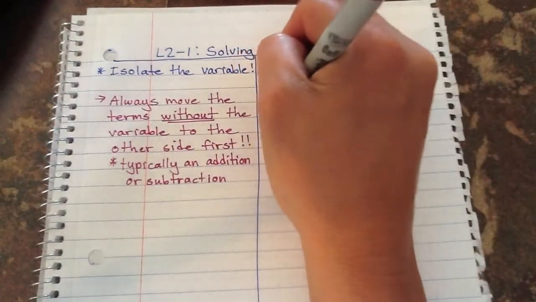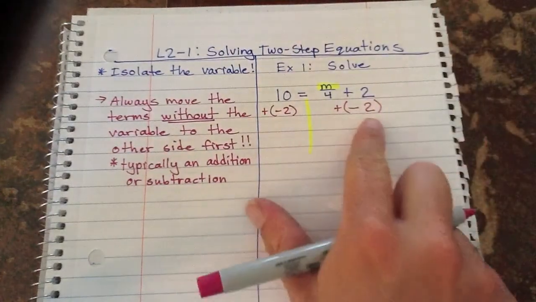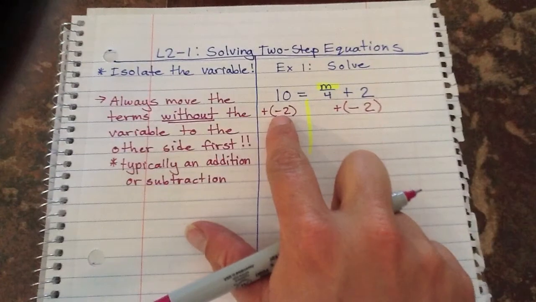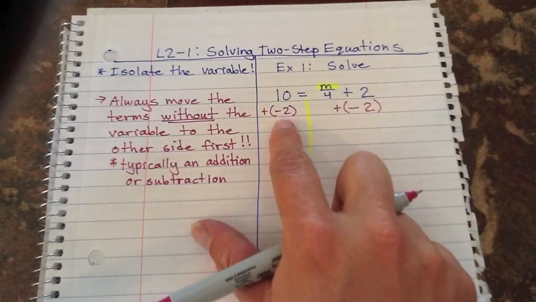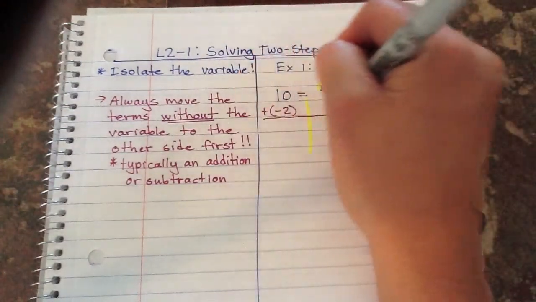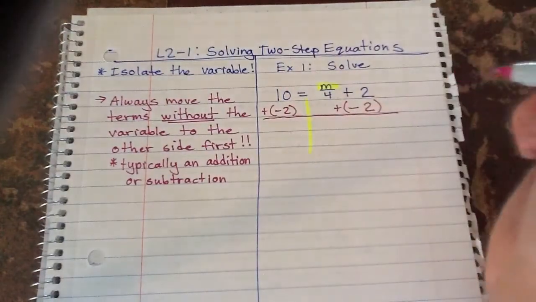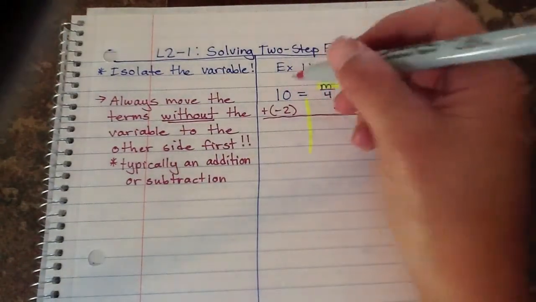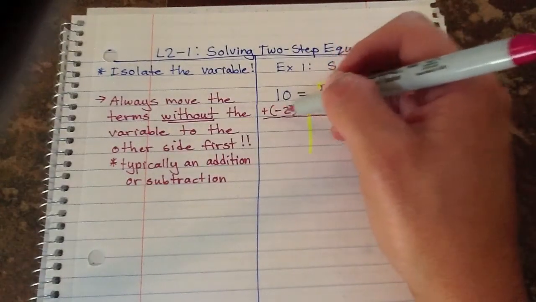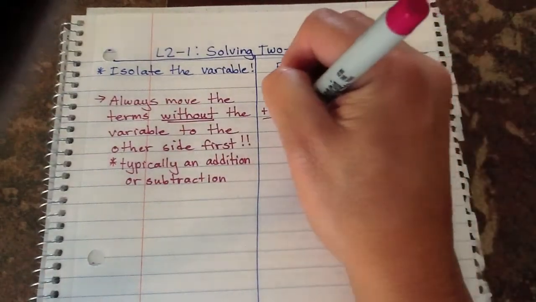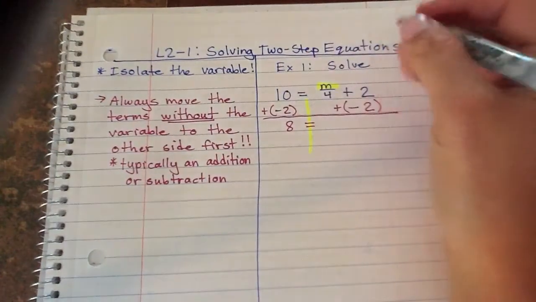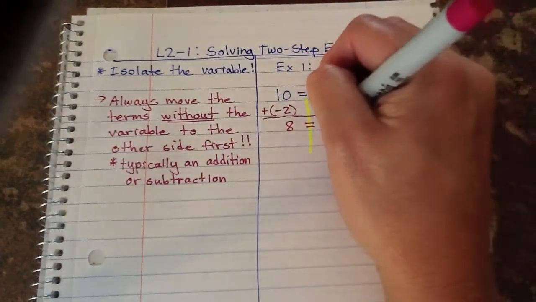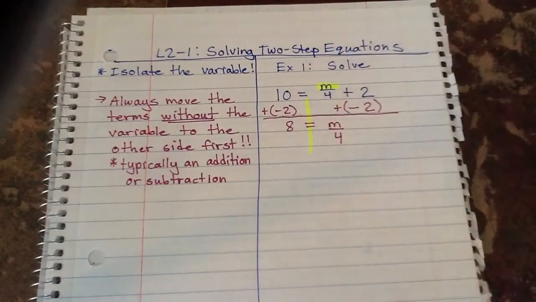Part of the reason some people tend to like writing it this way is because then you don't accidentally lose your sign over here. Sometimes students move a negative over and just completely forget about it. So you could have subtracting 2, or adding a negative 2. It means the exact same thing. So now I'm going to simplify each side. Positive 10 plus a negative 2 is a positive 8 equals, this becomes a 0. So I just have m over 4 left.